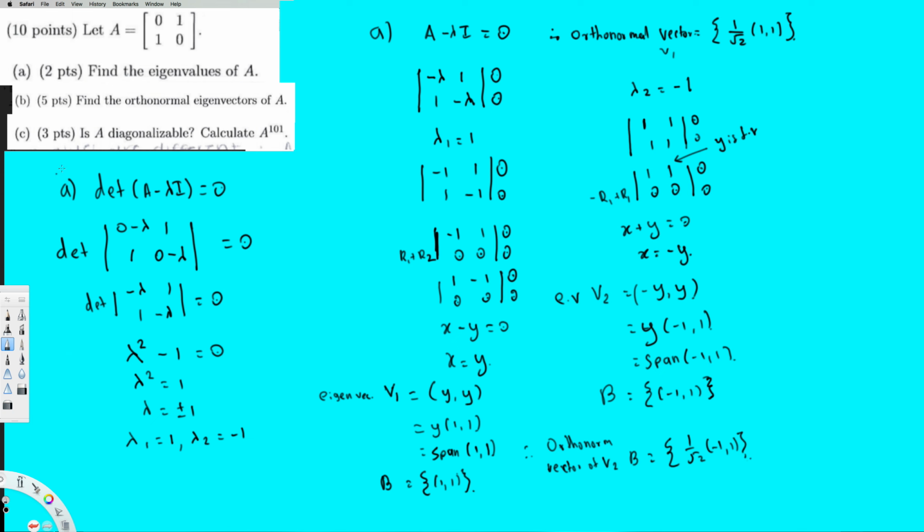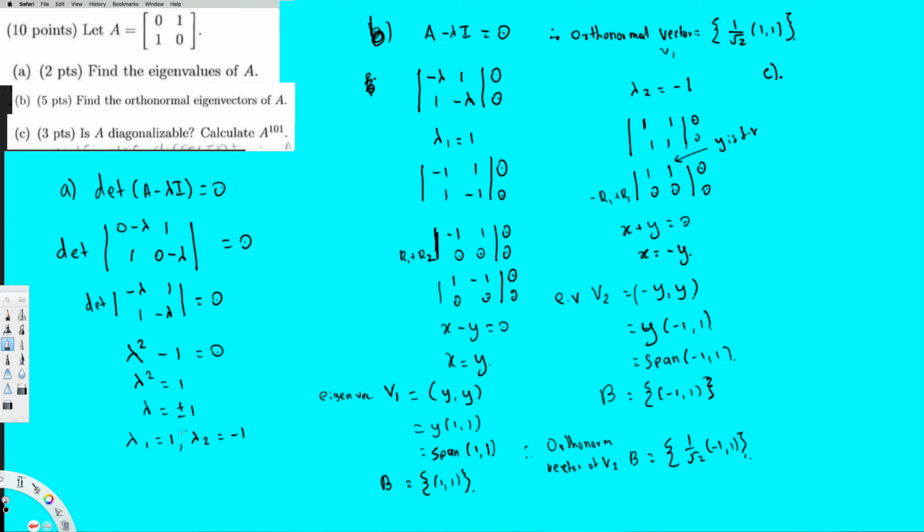Now this is also for the second question, and let's move to the third question. C part is: A is diagonalizable? The answer is yes because... So we are doing the C right now. The previous part was B. So we are doing the C right now.